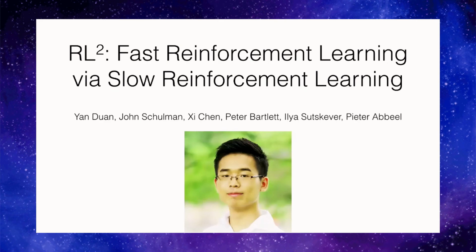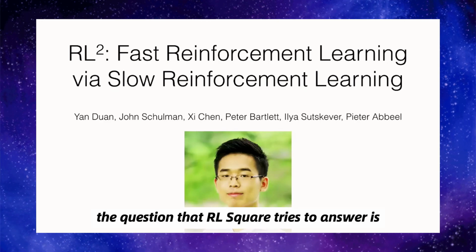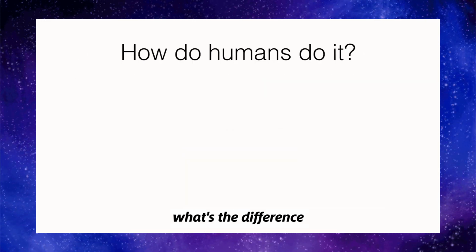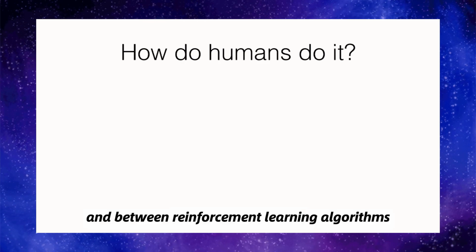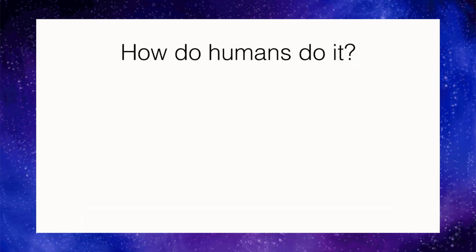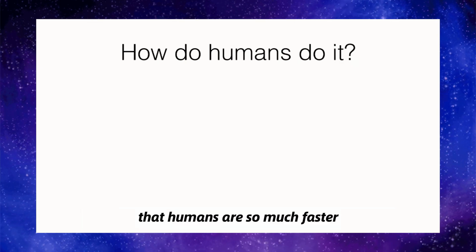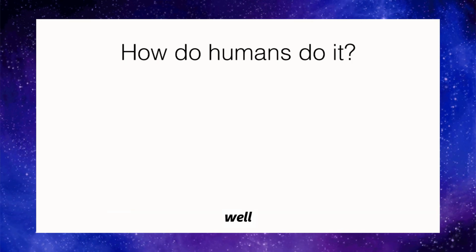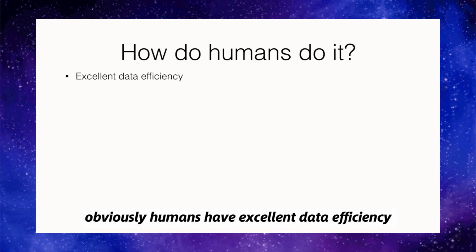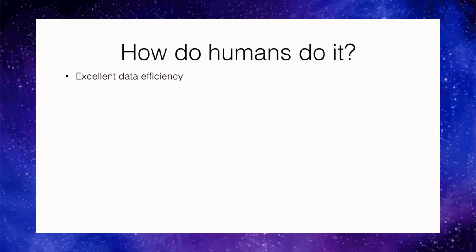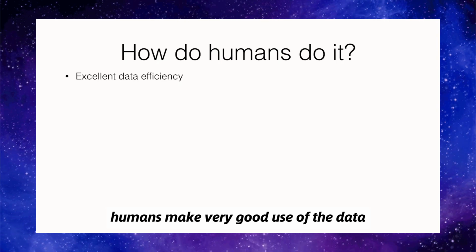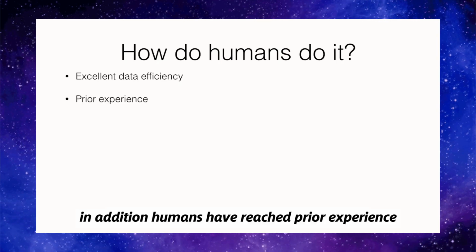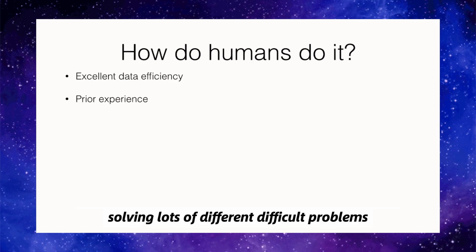And the question that RL Squared tries to answer is, what's the difference between humans and reinforcement learning algorithms? How can it be that humans are so much faster? Can we articulate some of the differences? Well, obviously, humans have excellent data efficiency. Humans make very good use of the data. And in addition, humans have rich prior experience solving lots of different difficult problems.